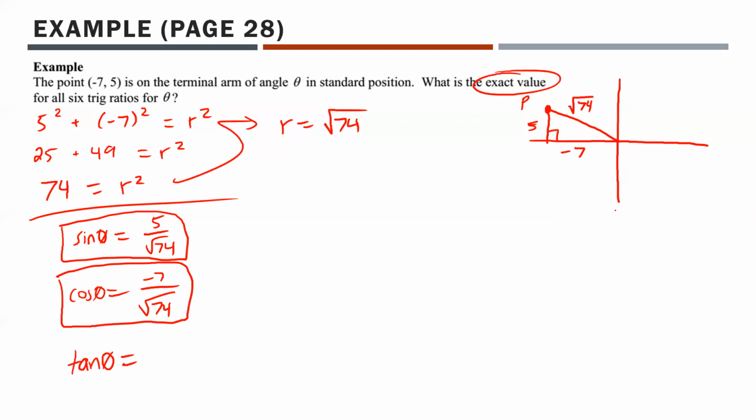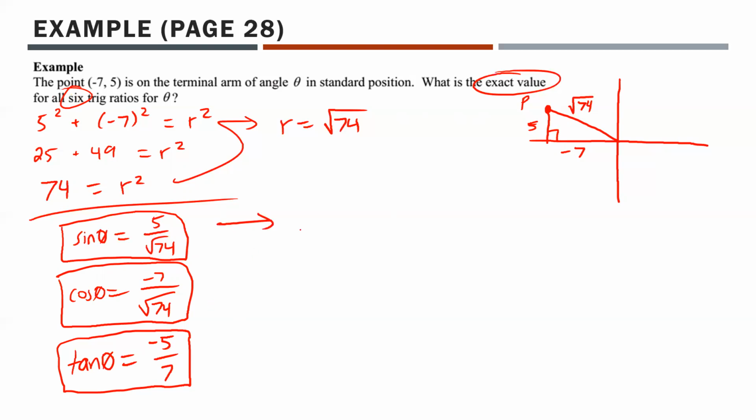Tangent of theta is going to be opposite over adjacent. Well, this one's not too bad either. It's just 5 over -7, but I'll write it as -5 over 7 because we don't like having negatives in a denominator. It just really looks quite bad. Those are our 3 primary trig ratios. We're looking for all 6 trig ratios. Once you have these 3 primary ones, though, the reciprocal ratios come very quickly, right?